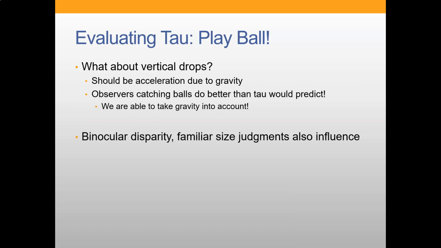Now, what about vertical drops? You would think that because of acceleration due to gravity, tau would predict that people aren't very good at this. But it turns out that observers are much better at catching them than tau would predict. So what this tells us is that while we do use tau, we also understand that objects accelerate due to gravity, and we adjust accordingly. Additionally, our understanding of how objects change size through binocular disparity and familiar size also influences us. So tau is not the only thing that we have.